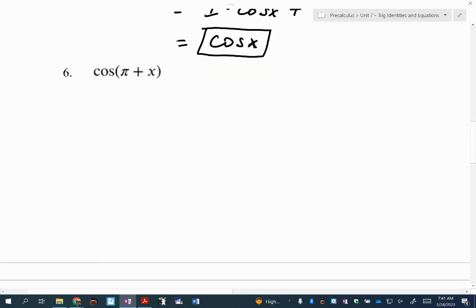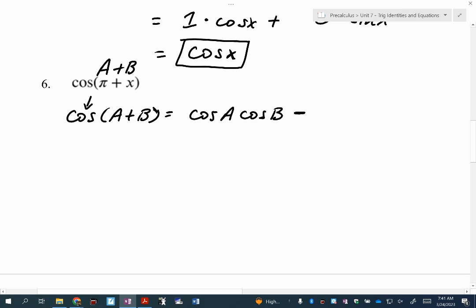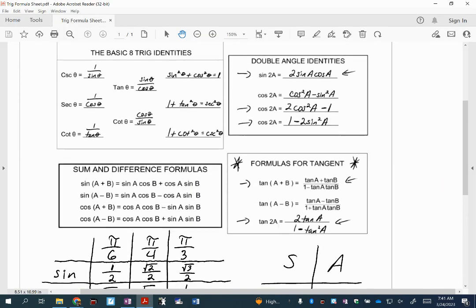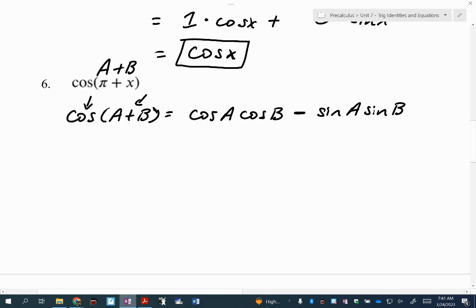Let's try number 6. Again, I'm going to be using first my formula for the cosine of a plus b. So let's go ahead and just write down that formula. The way I memorize this is you're going to do the cosine of both. And then because it says cosine here at the start, you do the opposite sign. So I'm going to do subtraction, the opposite sign of this addition symbol. So subtraction, and then you do the sine of both those angles. You can look here, that is the third one in this box. So the cosine of a plus b is cosine of a, cosine of b minus sine of a times sine of b.